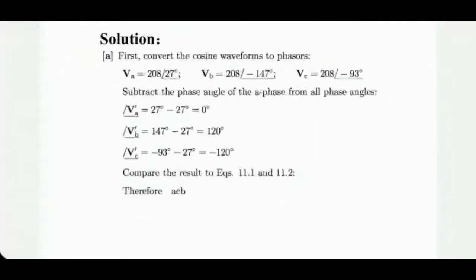So what you do is, as I said, subtract 27 degrees from everything. He's doing the calculations right. There's no mistake in calculations. So the angle of VA, which he is calling VA prime, is 27 minus 27 degrees, which is 0 degrees. The angle of VB is plus 147 minus 27, which is 120 degrees. And angle of VC is minus 93 minus 27, which is minus 120 degrees.